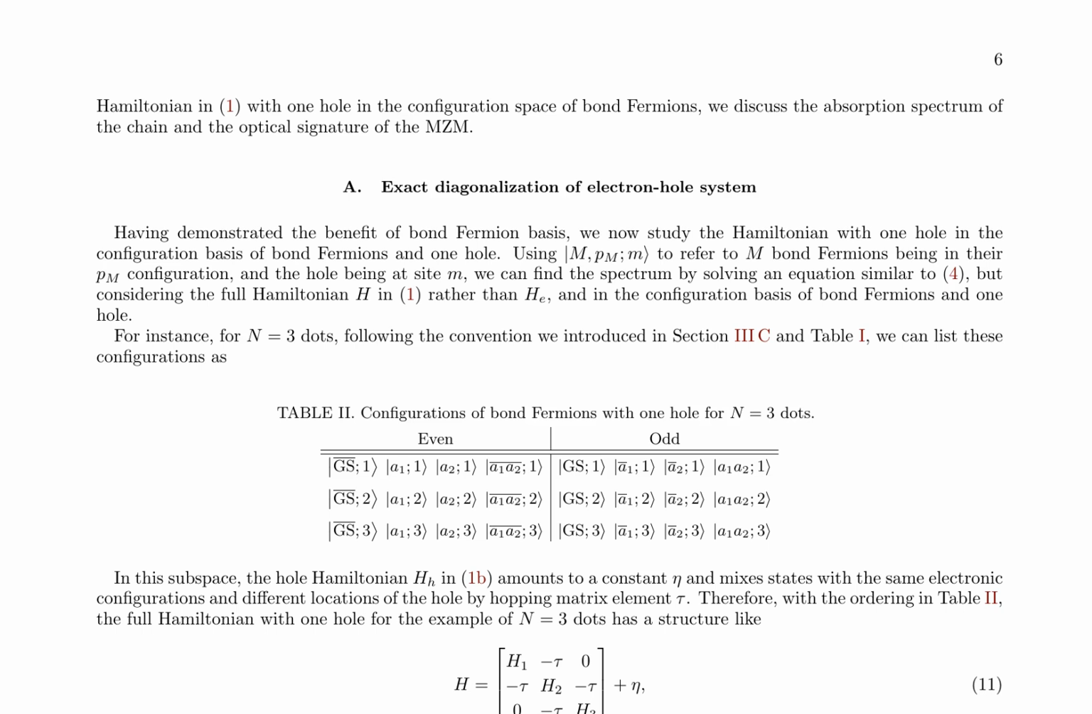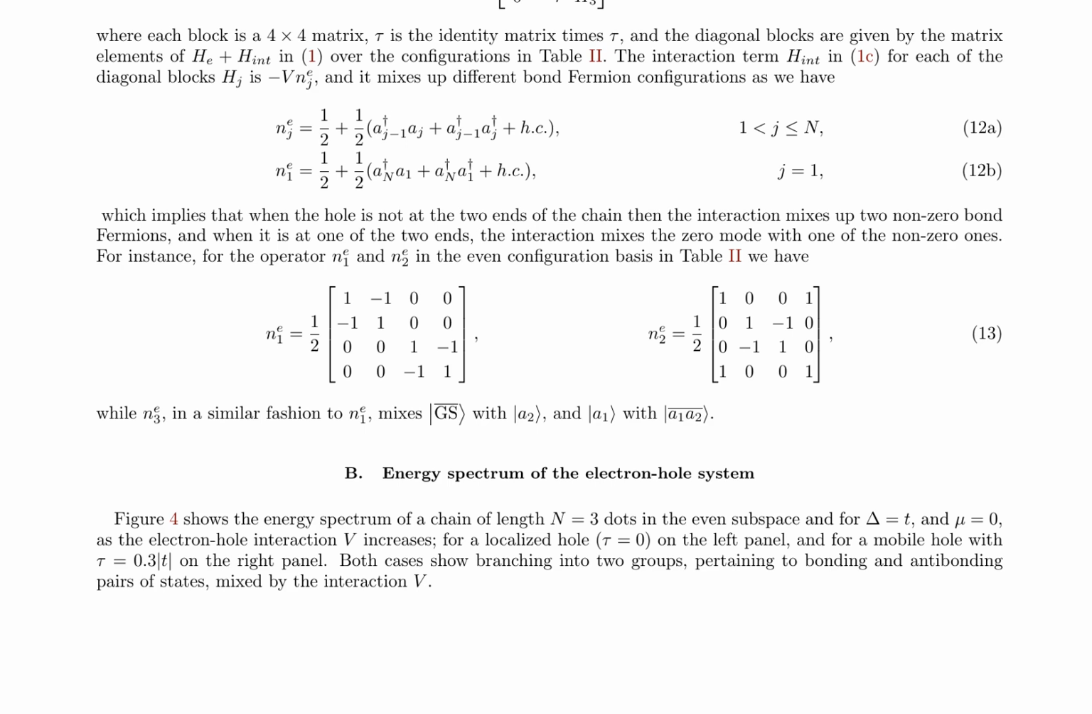For n equals 3 dots, configurations are listed, including even and odd configurations of bond fermions with one hole. The whole Hamiltonian is represented by a constant, mixing states with the same electronic configurations but different hole locations. The full Hamiltonian structure is detailed, including the interaction term that mixes different bond fermion configurations.